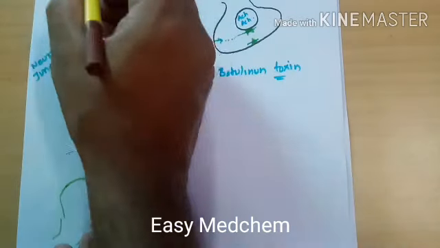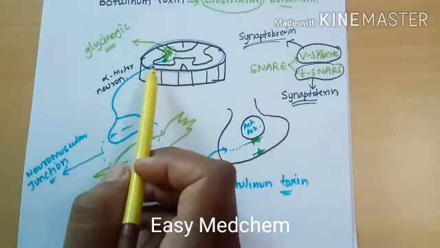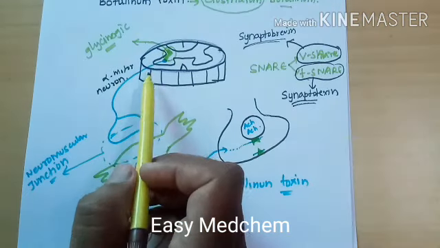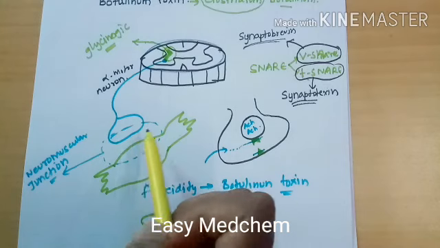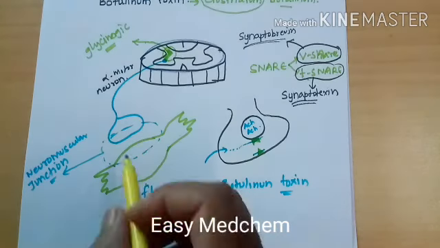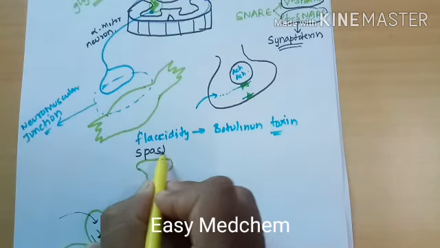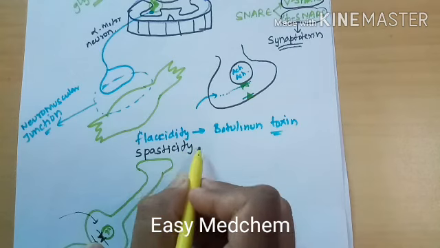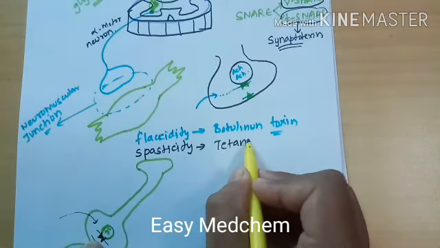So there will be no inhibition of the alpha motor neurons and they will get excited too much by themselves. So if tetanus toxin enters here, there will be no inhibition of alpha motor neurons and they will get excited by themselves, and there is too much acetylcholine release at the level of the neuromuscular junction, and there will be spasticity of the muscles. So spasticity of the muscles is seen in tetanus toxin, right?